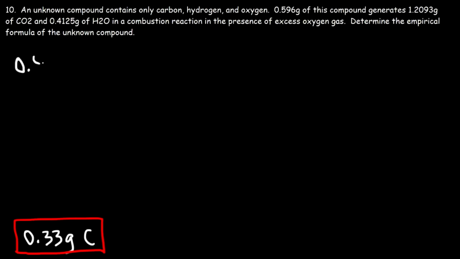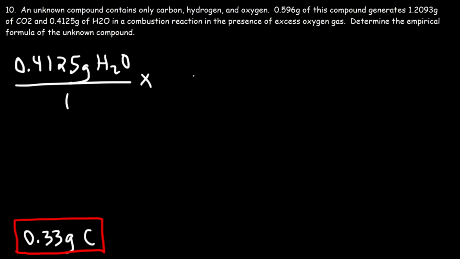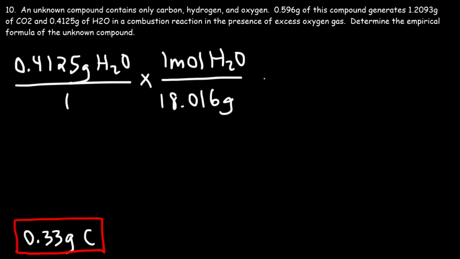So let's start with 0.4125 grams of H2O. And now let's convert it to moles. So the molar mass of H2O is 18.016 grams.